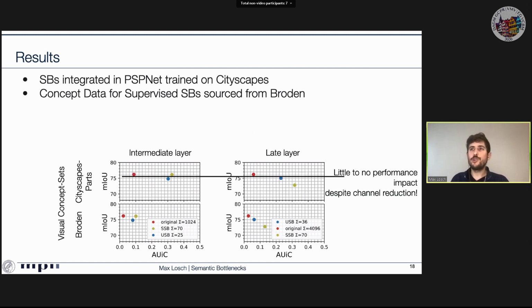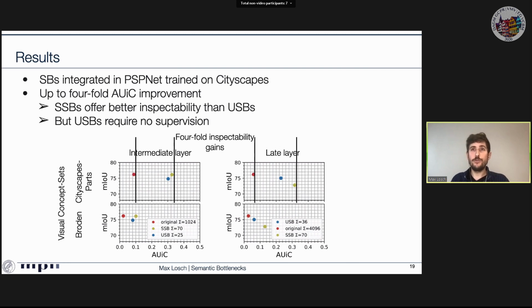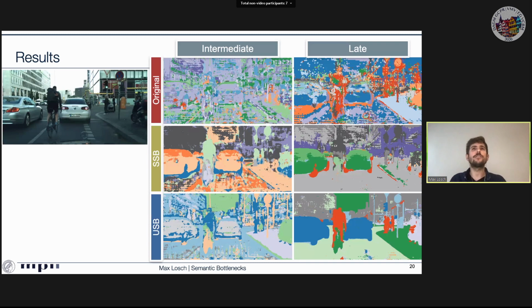So, first observation is that we have little to no performance impact despite the channel reduction. And the secondary, of course, the most important one, is that we have up to 4-fold inspectability gains by using supervised semantic bottlenecks, but also unsupervised semantic bottlenecks are surprisingly effective in that regard.